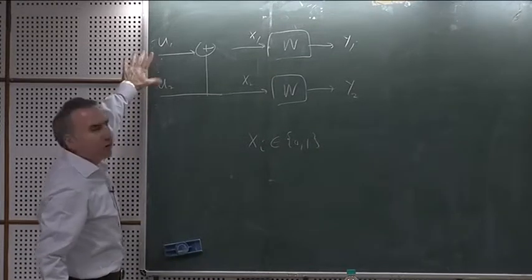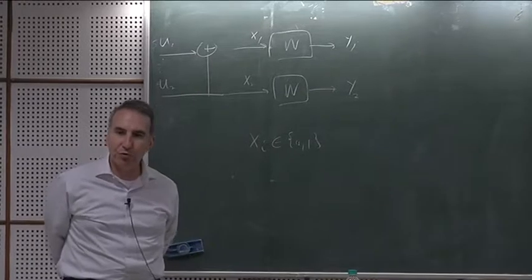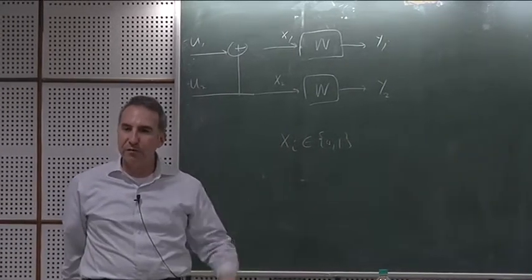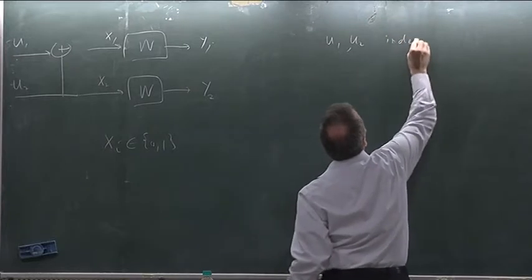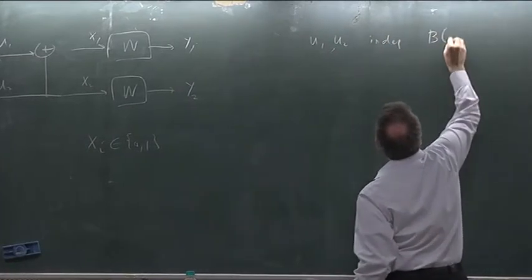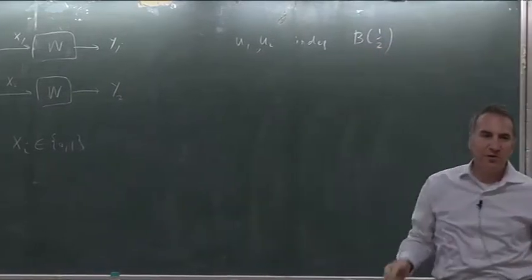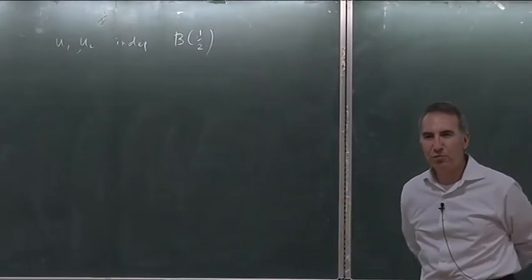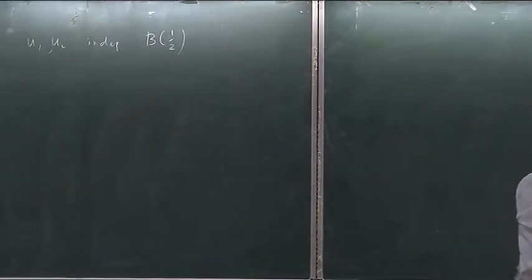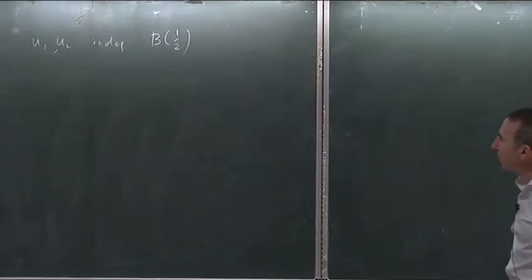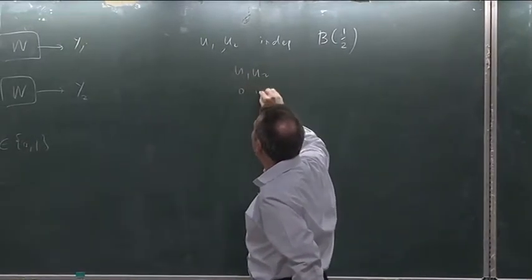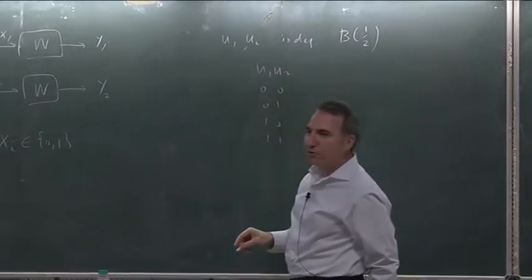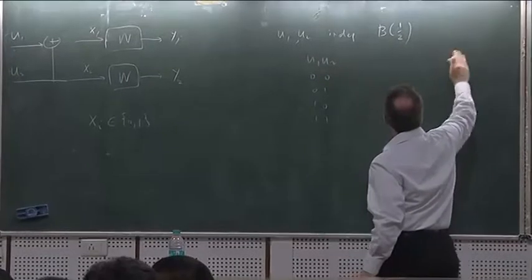Now I will assume that these two inputs, u1 and u2, are independent and fair coin flips, independent and Bernoulli half. This means it's a coin flip with probability half of coming up one, and of course probability half of coming up zero. So for example, the values of u1, u2 are 0,0; 0,1; 1,0; and 1,1, with probability one quarter each.